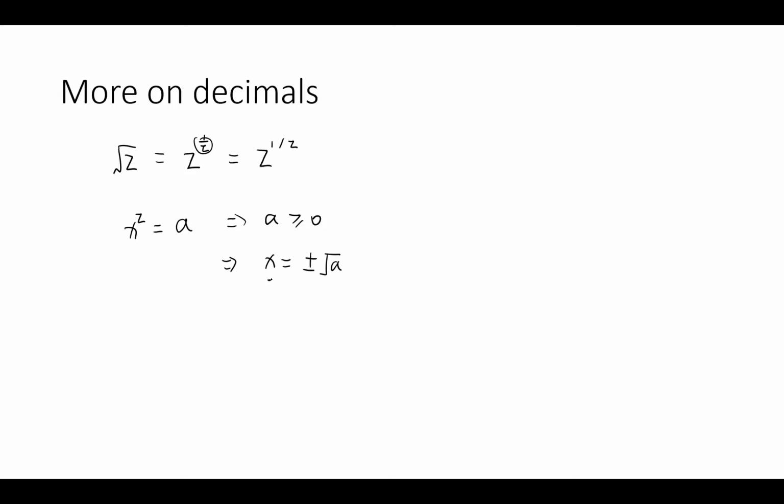That also means that x can actually be either positive or negative: x equals the square root of a, or x equals negative square root of a. That's how we write it. You can write it in this way or you can write it in this way.